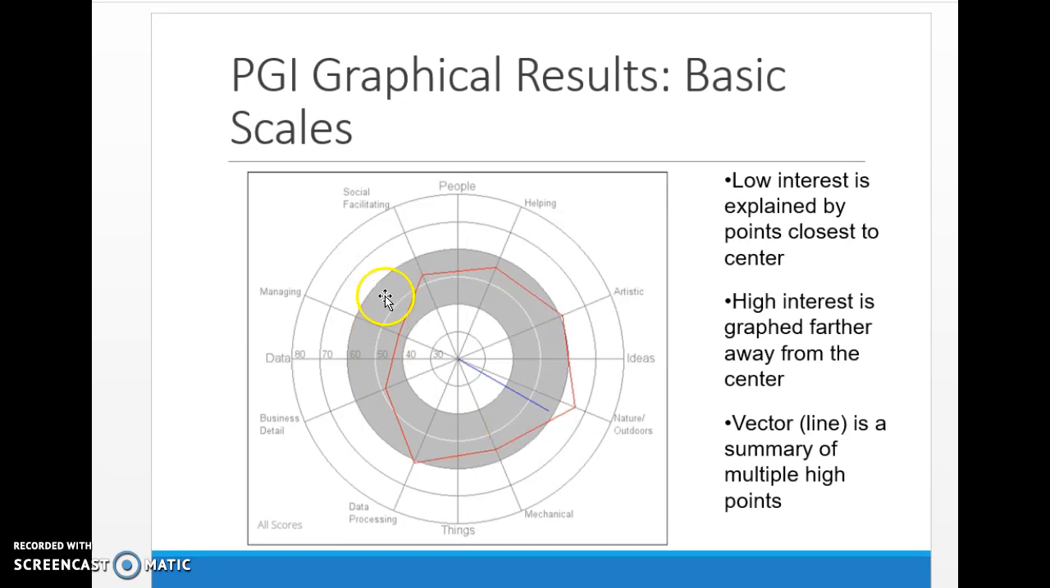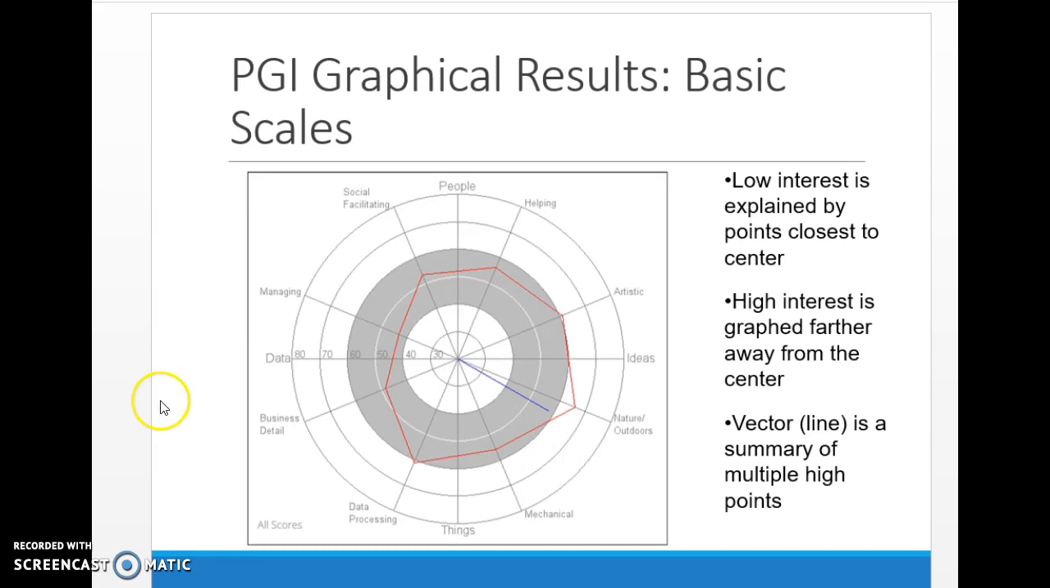So this middle section is gray because that is where most people score. So if you're outside of the gray, that means you're especially high or especially low in that area compared to other people. So that's a good thing to pay attention to. So like for me, you can see I'm especially high in nature outdoors, artistic, data processing. I'm not especially low on anything. But some people just don't fall especially high or especially low on things.